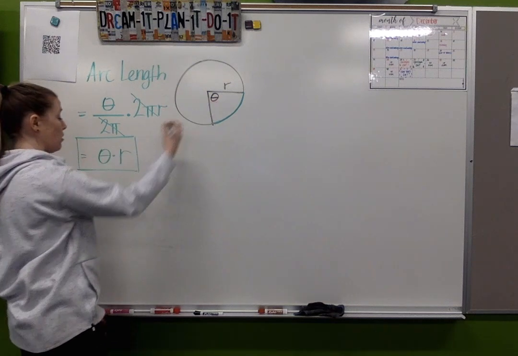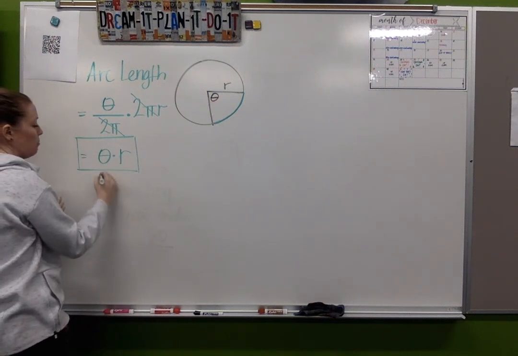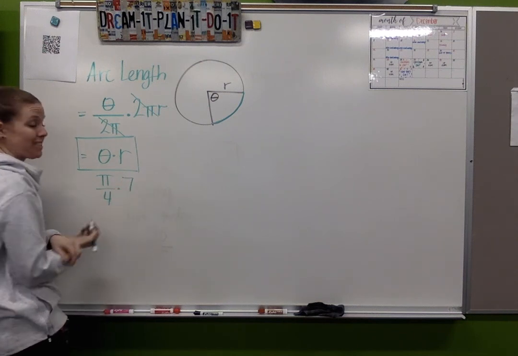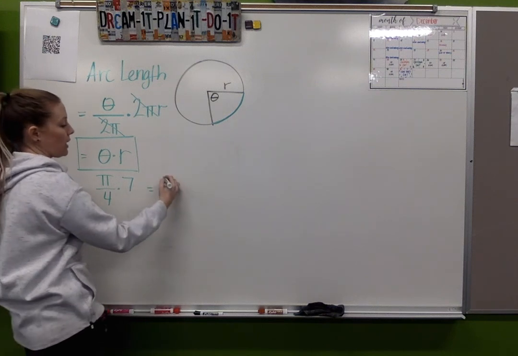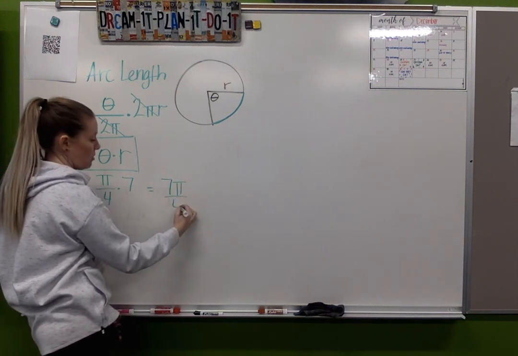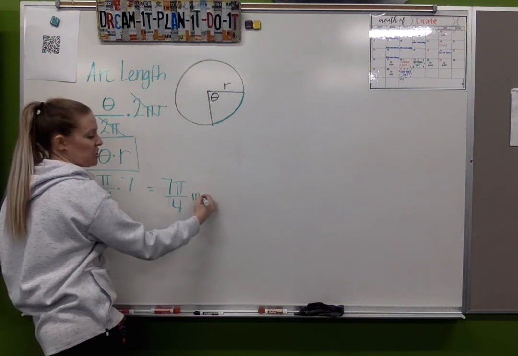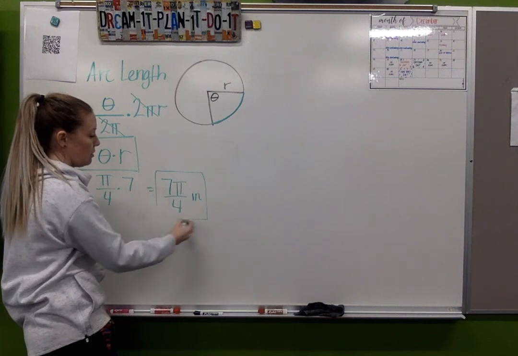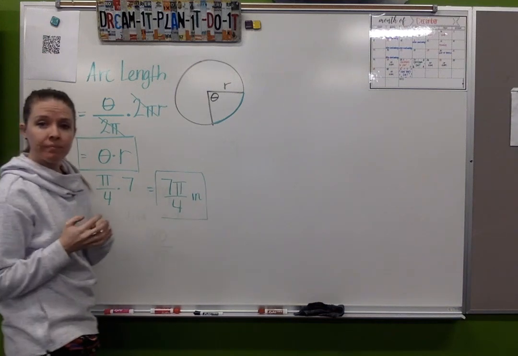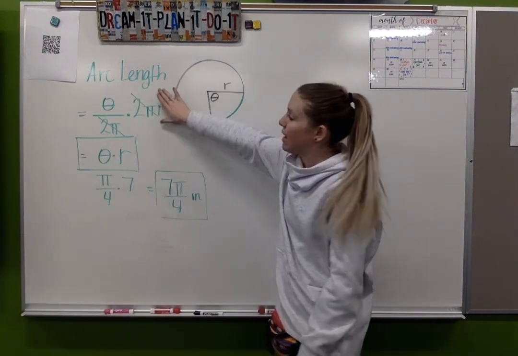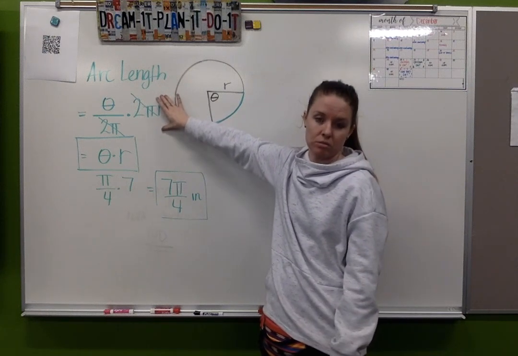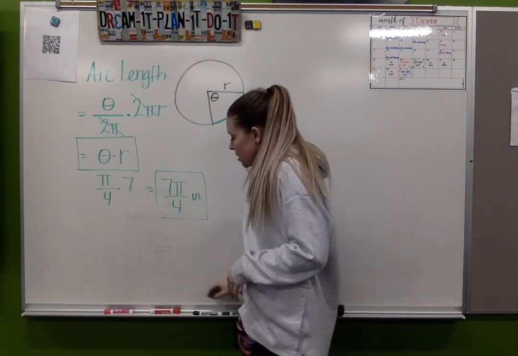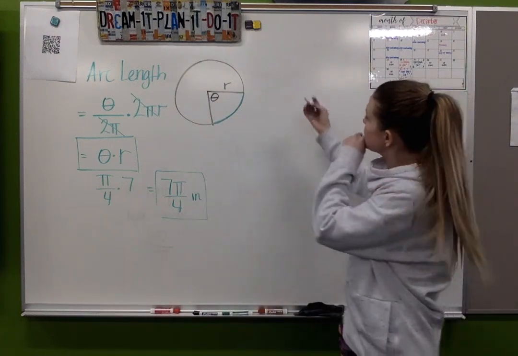So if our angle happened to be pi over 4 and our radius was 7, our arc length would be 7 pi over 4 inches, meters, centimeters, whatever our measurement is. Okay? If it's in degrees, we'd have to come back to the full formula. We couldn't reduce. We would do the same process, but with our degrees. Okay? And sector area.